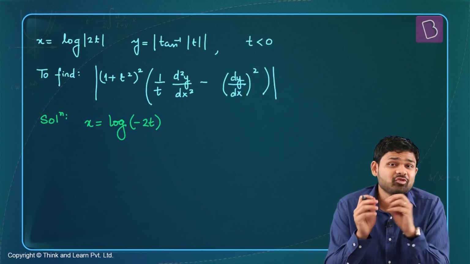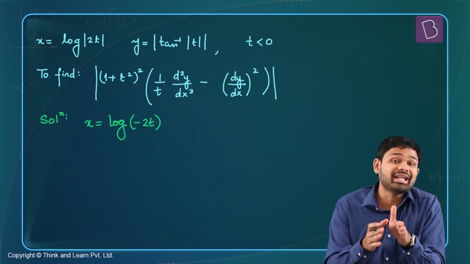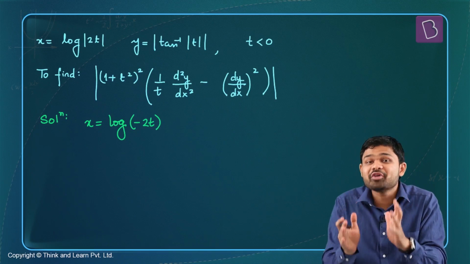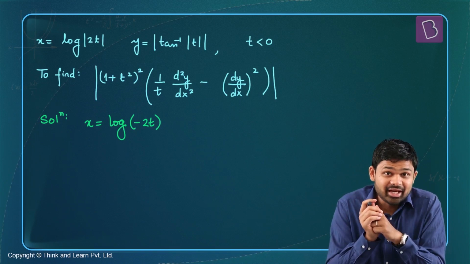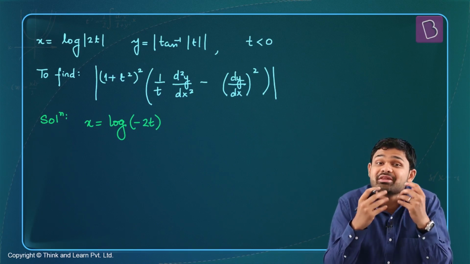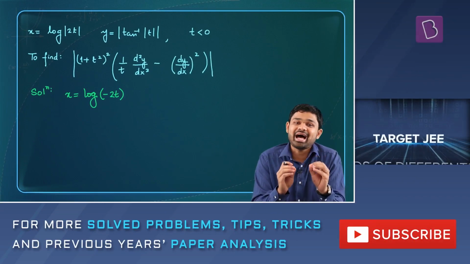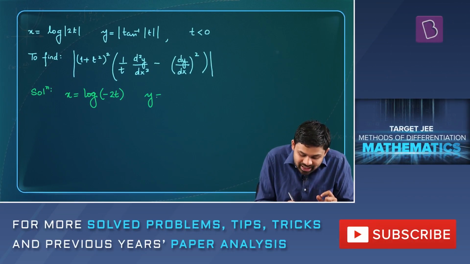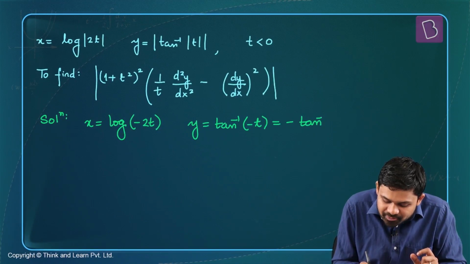So what is tan inverse of mod t? Well, t is a negative number, so tan inverse of mod t will be nothing but tan inverse of minus t, correct? Now what is mod of tan inverse of minus t? Remember, because minus t is a positive number now, tan inverse of minus t is going to be already positive. So the mod of tan inverse of minus t is going to be simply tan inverse of minus t. So that extra mod which is there is superfluous. So y is tan inverse of minus t, which is nothing but minus tan inverse of t.